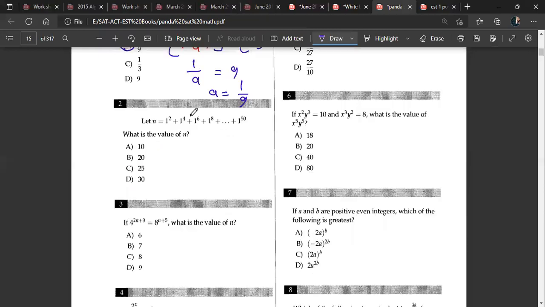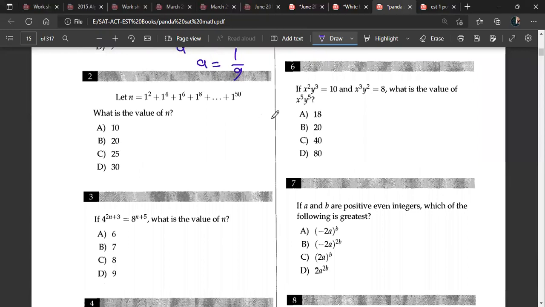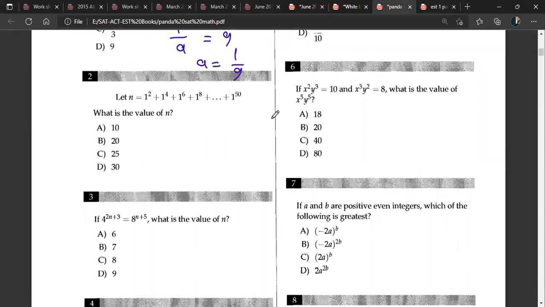Okay, next question number 2. Here we have tells you let n equals 1 squared plus 1 power 4 plus 1 power 6, 1 power 8 to 1 power 50. Okay, so here you observe that you have only even powers. You have only even powers. And he started from 1 squared. So how many terms you have? What do you think? How many terms you have here?